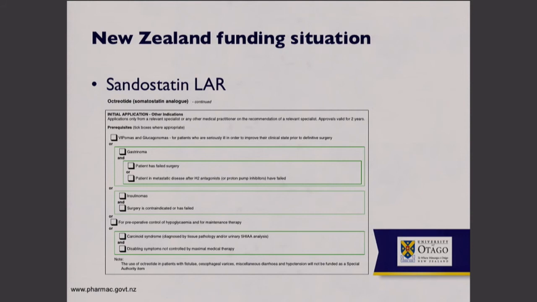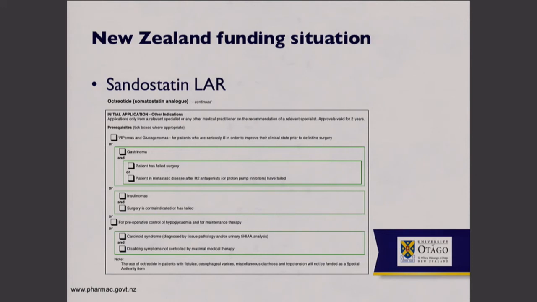What about the drugs? We have one somatostatin analogue. They both pretty much work the same, although I have had response or prolonged response in patients who have started relapsing on one when you've switched them to the other. The special authority, I can use it if you've got a VIPoma, a gastrinoma, an insulinoma, or if you've got carcinoid syndrome and it's refractory to maximal medical therapy. So if you've still got rampant diarrhea despite maximal dose of loperamide, then I can give it to you according to the special authority criteria.